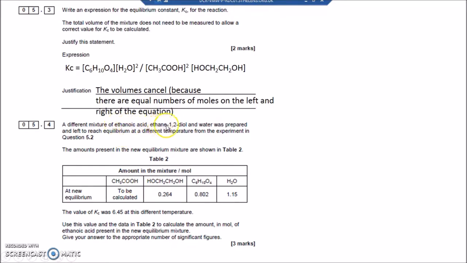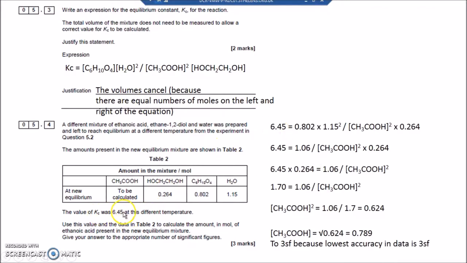A different mixture of ethanoic acid, ethane-1,2-diol and water were prepared and left to reach equilibrium, and I've now got the concentrations of each. I need to calculate the concentration of this CH3COOH, and I've been given an equilibrium constant. So this is just maths, where I'm putting numbers in. 6.45 is the equilibrium constant here. I've got the concentration of the diester, 0.802, multiplied by the concentration of water squared, 1.5 squared, divided by CH3COOH concentration squared, I don't know that one, and multiplied by 0.264, which is the concentration of the ethane-1,2-diol on the bottom.